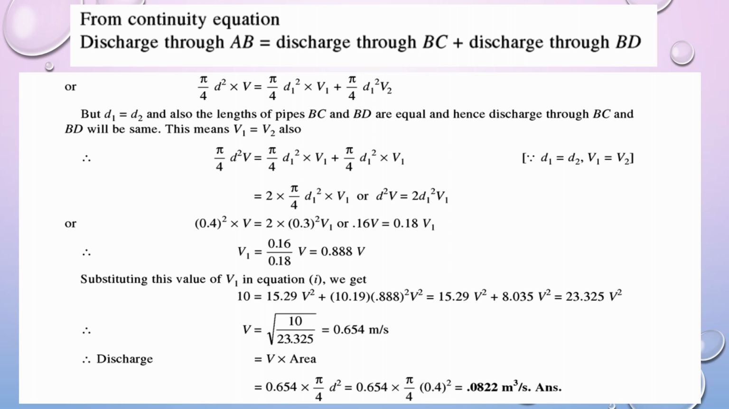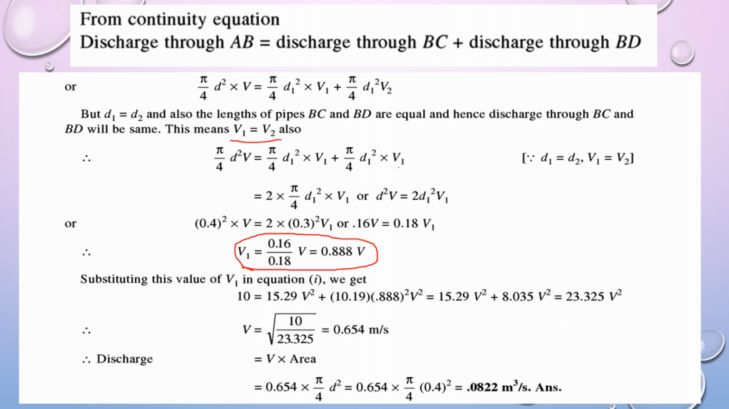So as I mentioned earlier, D1 and D2 are the same, and the lengths of the pipes BC and BD, those parallel pipes, are equal. So the discharge through BC and BD should also be equal. When the discharge is equal, it means that V1 should also be equal to V2. So we can simplify this equation, pi by 4 d square, replacing this V2 by V1. After simplification we will get an expression: V1 is equal to 0.888 V.